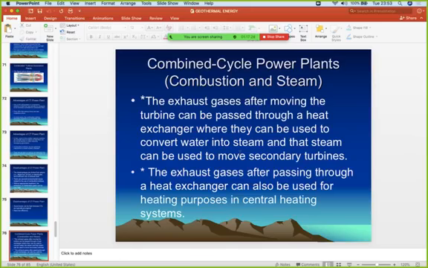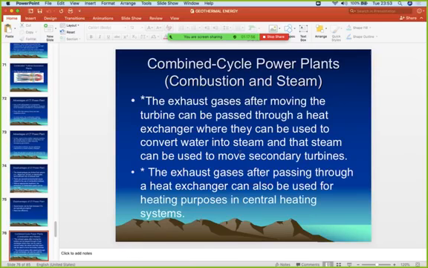So instead of throwing away the exhaust, the flue gas, it is passed through a heat exchanger. That heat exchanger provides the heat transfer between the water and the flue gas. So if you heat the water, it will turn into steam. That steam can be used to move secondary turbines.